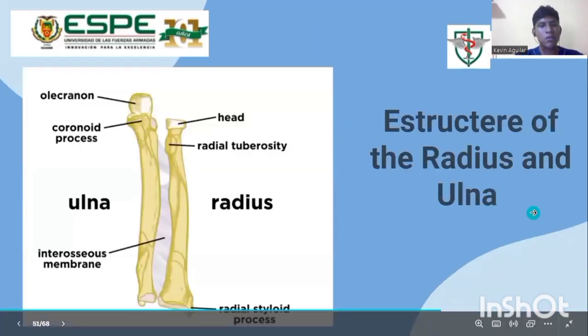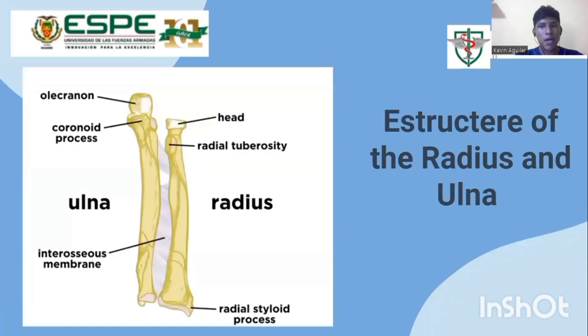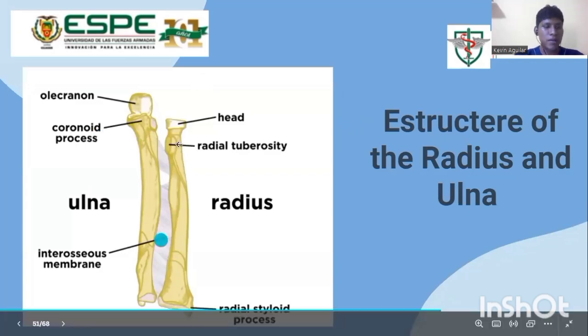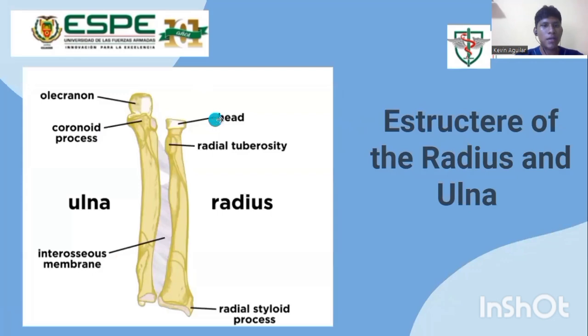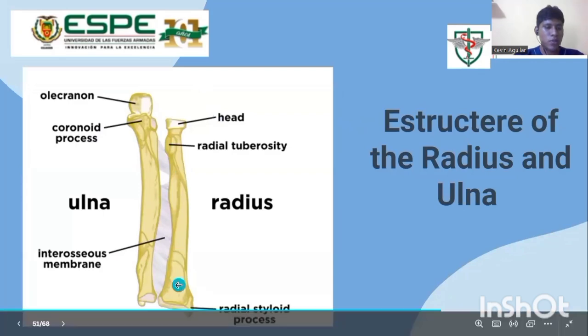The structures of the radius and ulna are the olecranon, coronoid process, interosseous membrane, radial tuberosity, and radial styloid process.